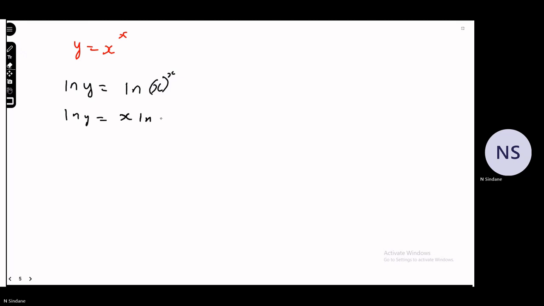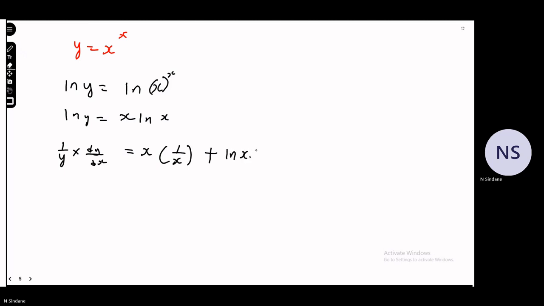Then from this, that's when I can now differentiate ln of y with respect to x. This will give me 1 over y multiply dy over dx. This is equals to, now I can see that this is a product. I'm going to keep this constant, which is x, differentiate this, I'm going to get 1 over x, plus keep this constant, which is ln of x, multiply by 1.